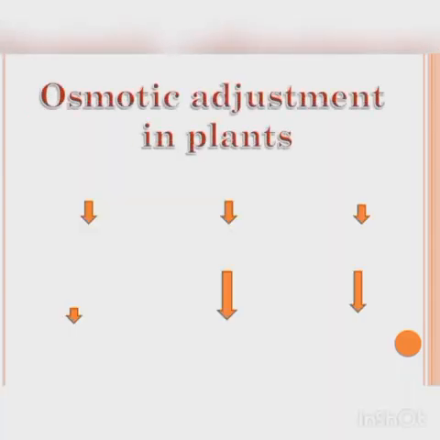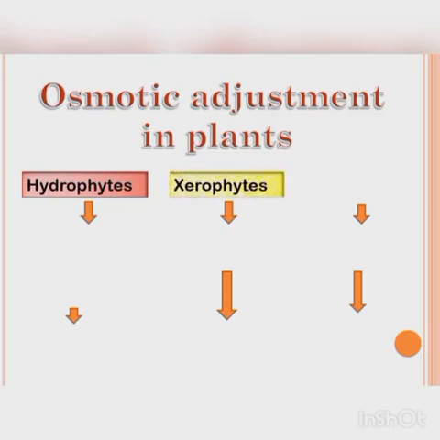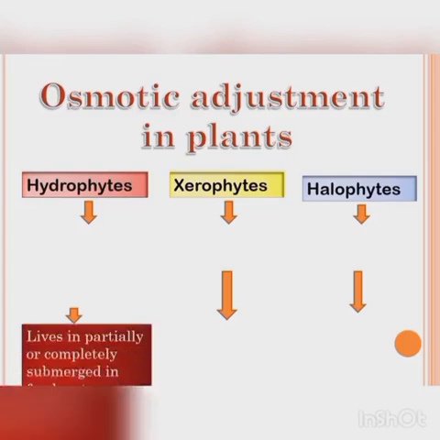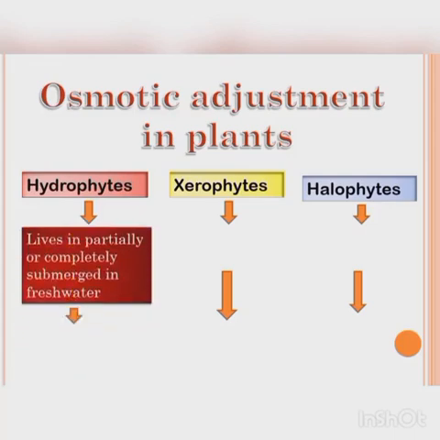Now we have to see osmotic adjustment in plant. How the osmotic adjustment occur in case of plant. According to this adjustment, plants are of three types: hydrophytes, xerophytes, halophytes. Hydrophytes are the plants that live partially or completely submerged in fresh water.